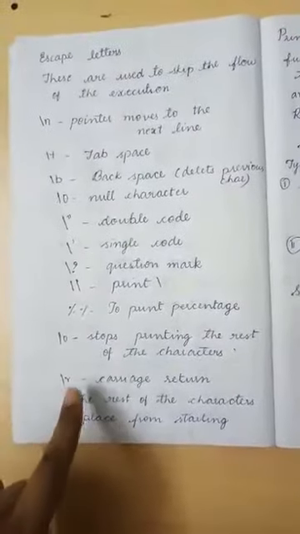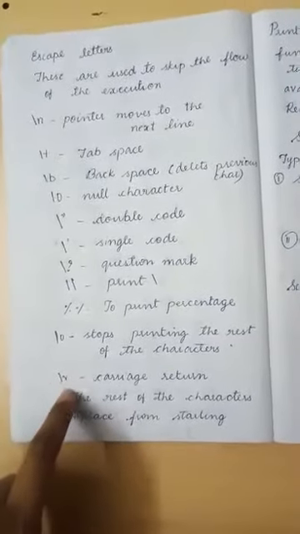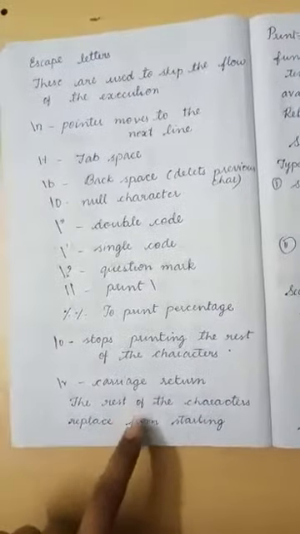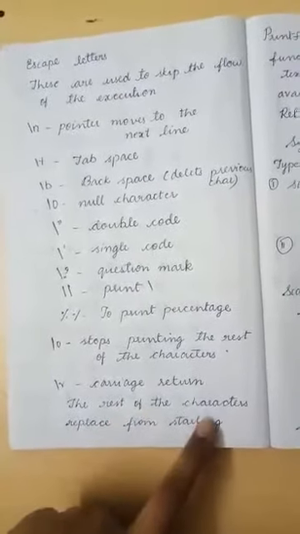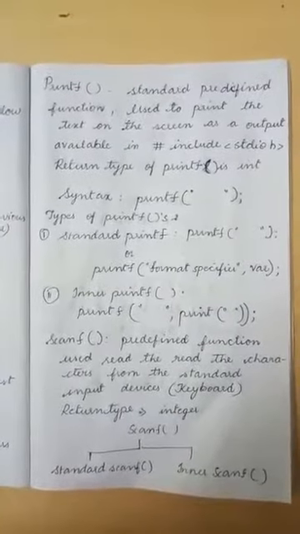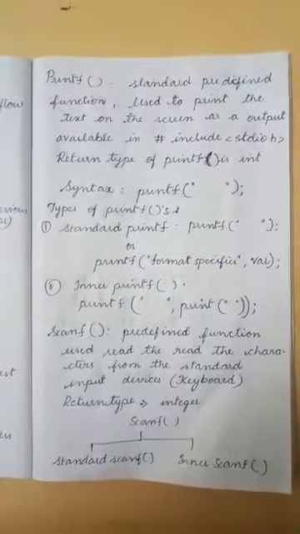And we have one more escape letter, that is \r. It is known as carriage return. It is used to replace the characters from the beginning. I'll show you how it is applied. And next we'll go to the predefined functions in C language. Those are printf and scanf.